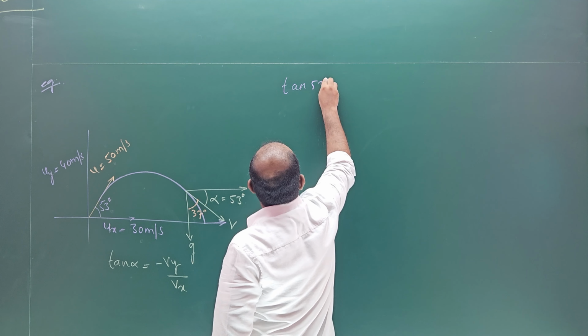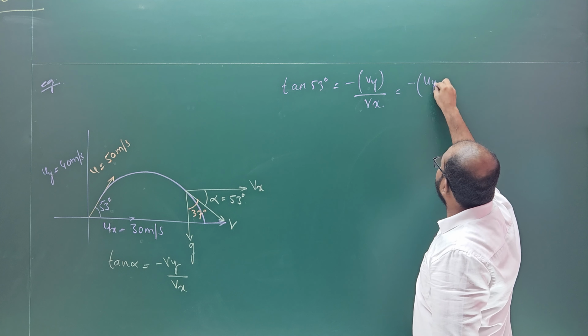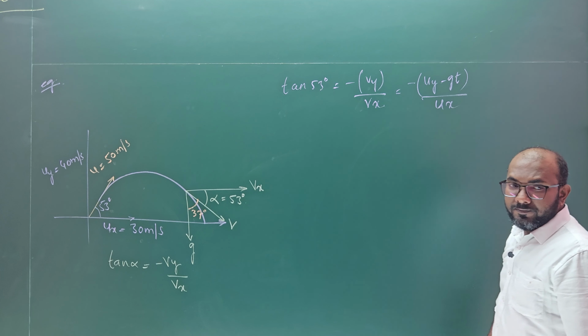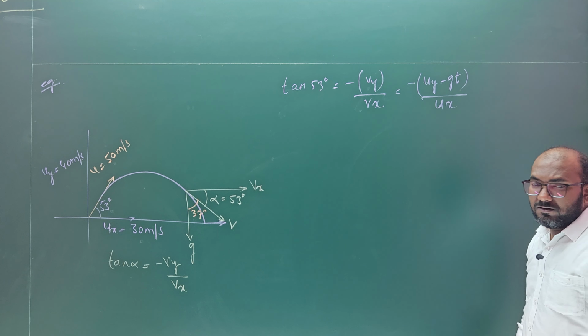Similarly, vy velocity is always dependent on acceleration. It is changing. Then can I say that this is nothing but minus (uy minus gt) upon ux? Yes or no? Because this velocity is always constant. Substituting the value, tan of 53 is nothing but 4 by 3.